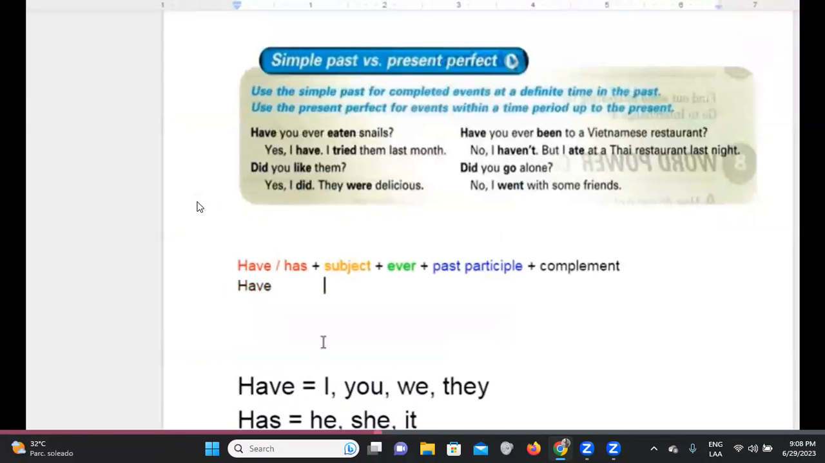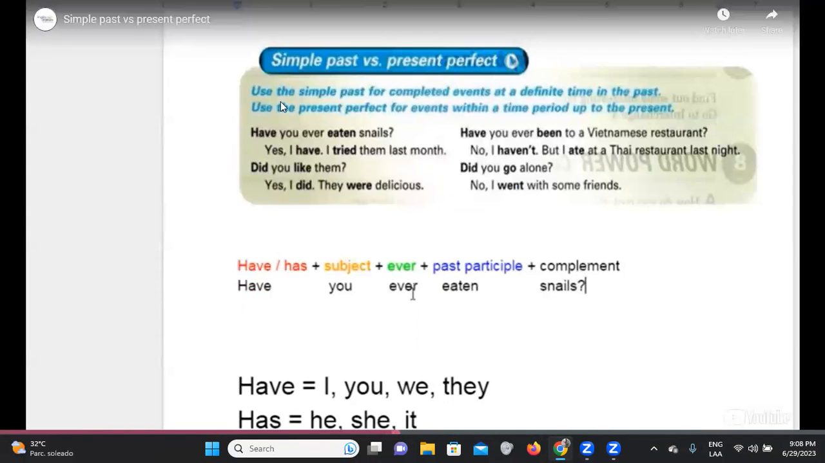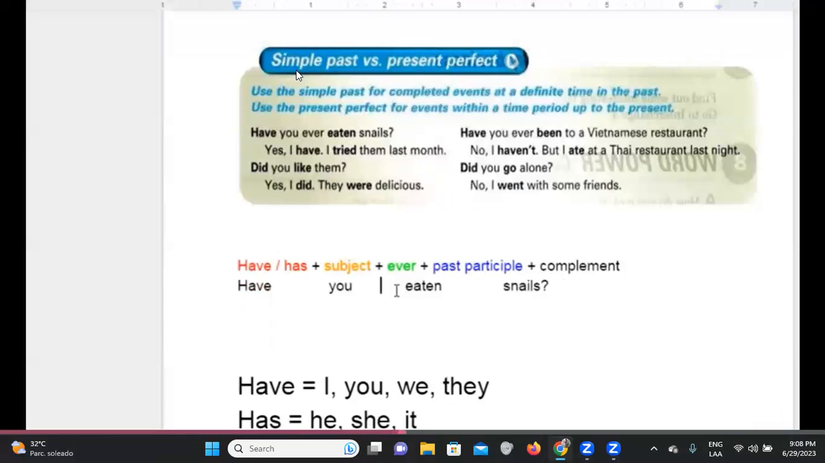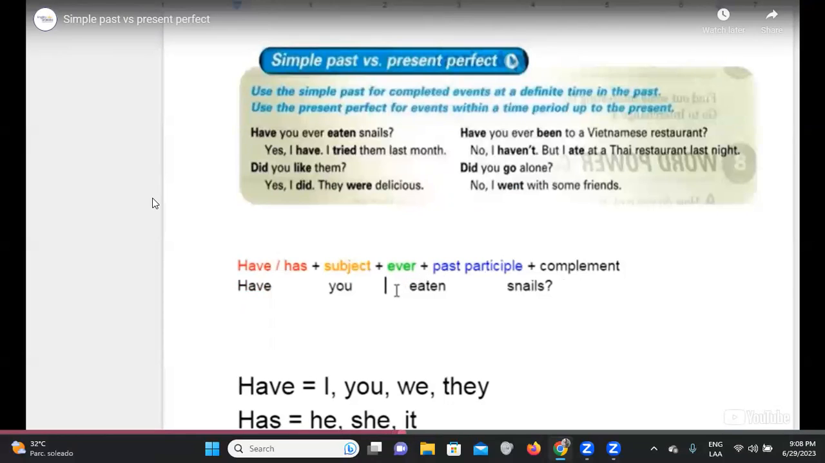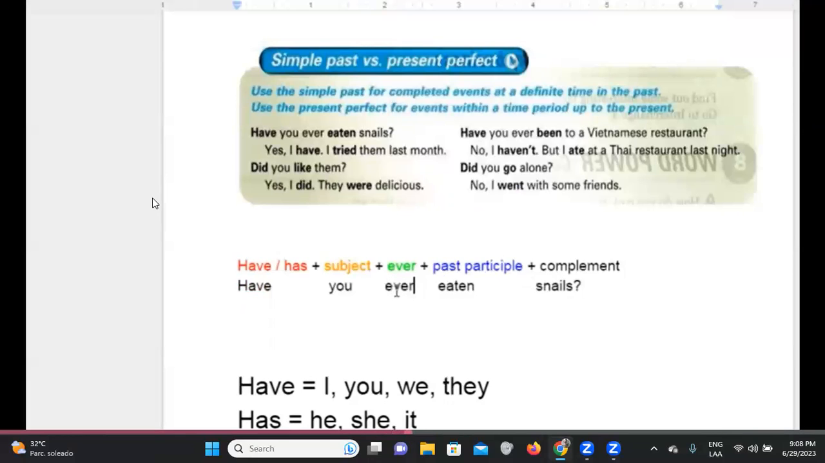and then this follows the subject, then this follows the word ever, and then the verb in its past participle form, and then whatever complement that exists. So in this case, have you ever eaten snails? By the way, this word here is a frequency adverb, so sometimes you can remove it, the question will still be correct, but in this case, we want to use it. Have you ever eaten snails?